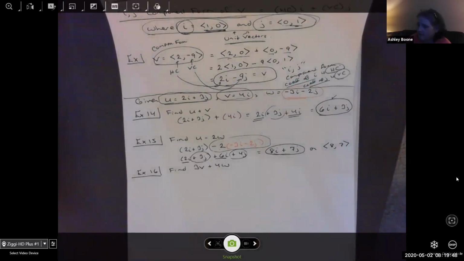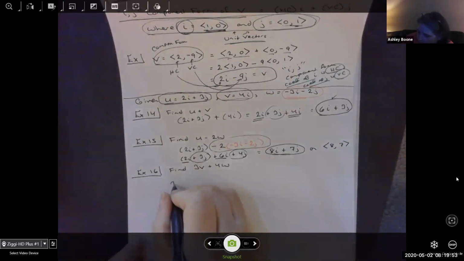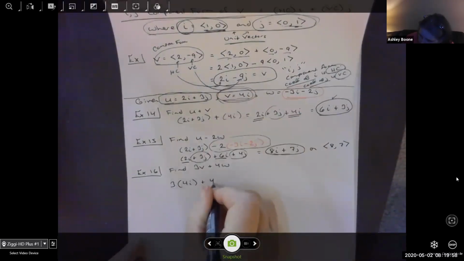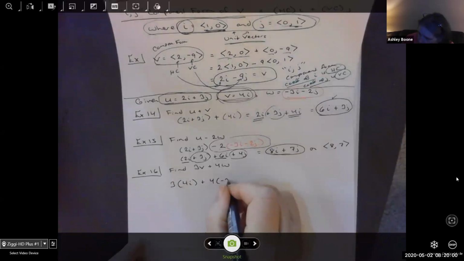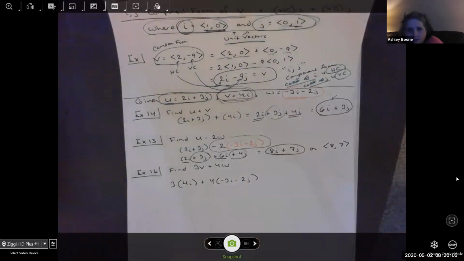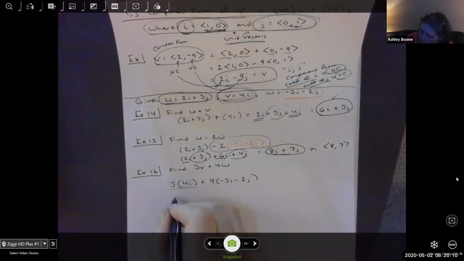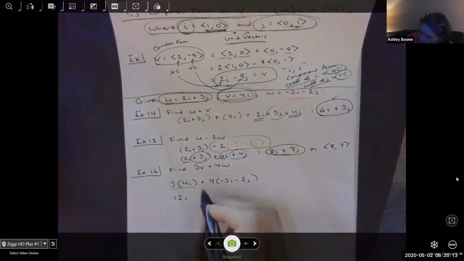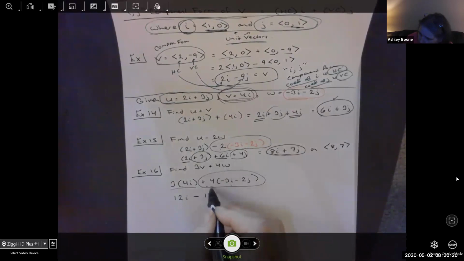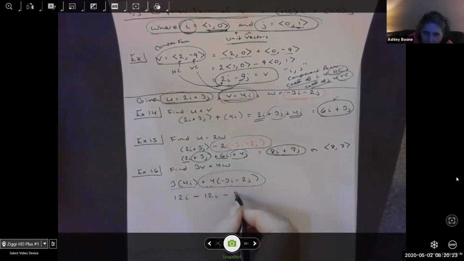Next example, we have 3v plus 4w. What would that be? 3 times v, v is 4i, plus 4 times w, w is negative 3i minus 2j. Again, order of operations, multiply before you add or subtract. 3 times 4i is 12i. Right here, positive 4 times negative 3 is a negative 12i. Positive 4 times negative 2 is a negative 8j.